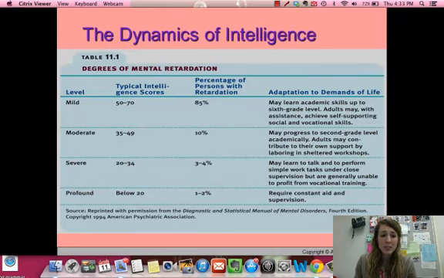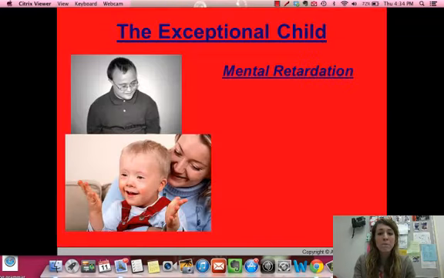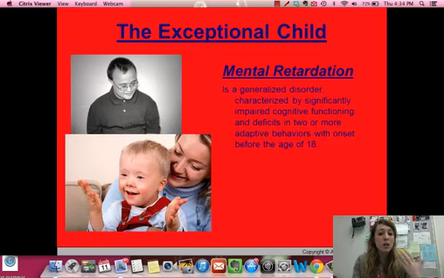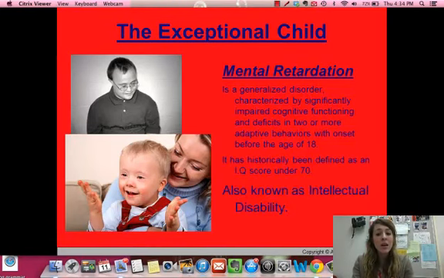So a couple more things about intelligence. Like I already talked about, there is very high and very low, right? Most of us are in the middle, but there is high and low. Here's a chart of the different percentages of degrees of mental retardation, or what we would call it now, intellectual disability, from mild to profound. Mental retardation is a generalized disorder of cognitive functioning, and it begins before the age of 18. It's historically defined as an IQ under 70, and now it's known as an intellectual disability.